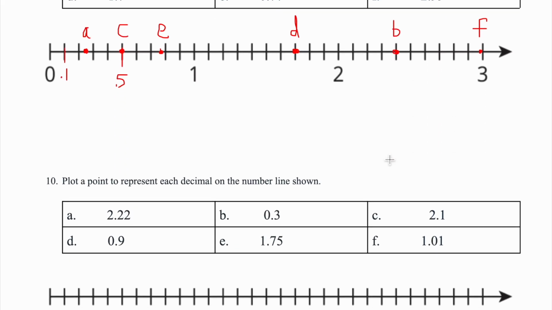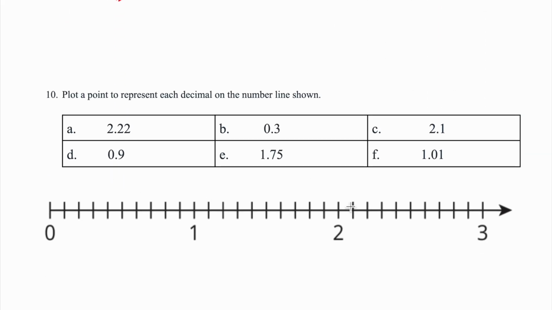All right, and then number 10, same idea. 2.22, so 2, 1, 2, a little after 2.2. Here's A. 0.3, 1, 2, 3. Here's choice B. 2.1, so over 2, 2.1. Yep, right on that line. Here's C.